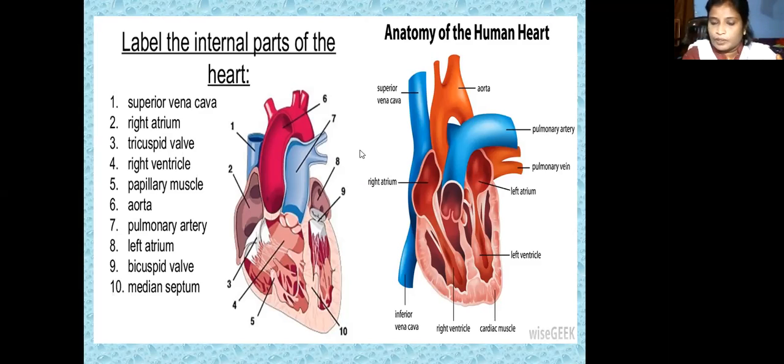Okay, ma'am. Next, what are the major parts of the heart? These are all the important internal parts of the heart: superior vena cava, right atrium, tricuspid valve, right ventricle, papillary muscle, aorta, pulmonary artery, left atrium, bicuspid valve, median septum. These are all internal parts of the heart.